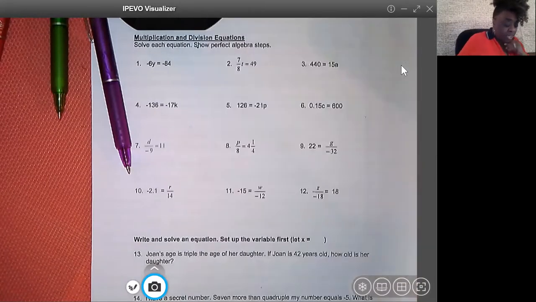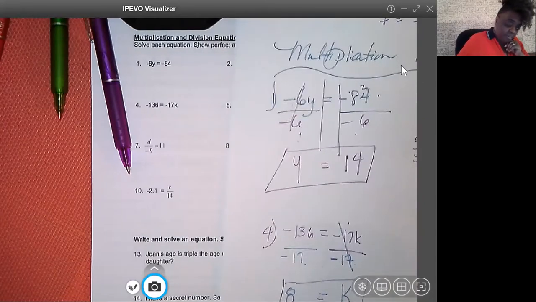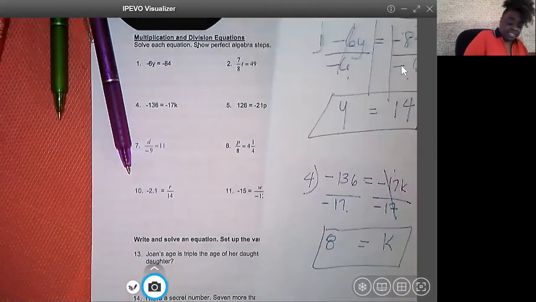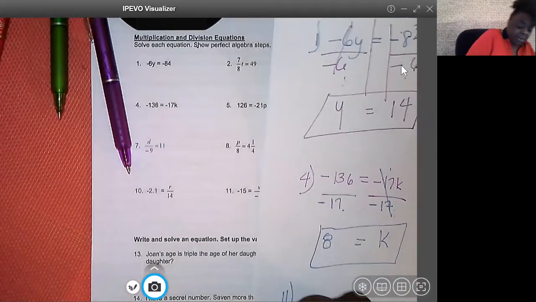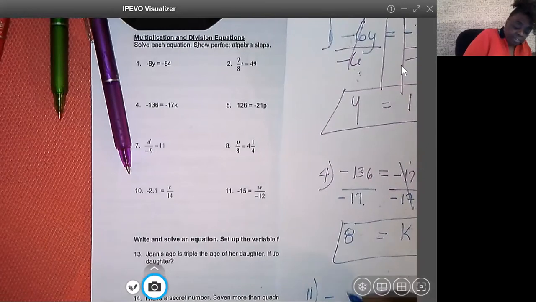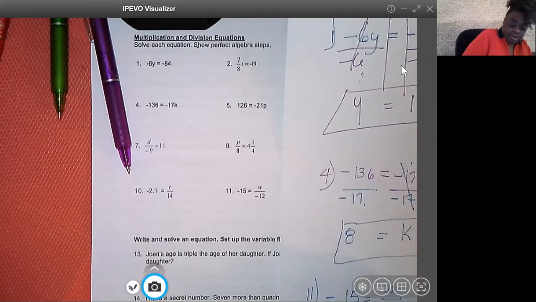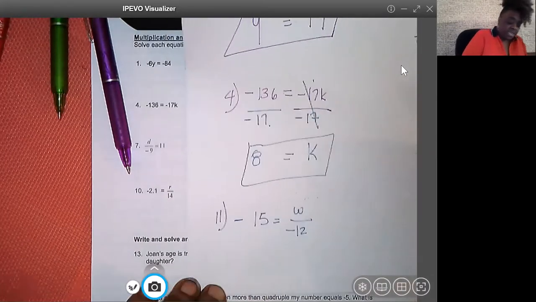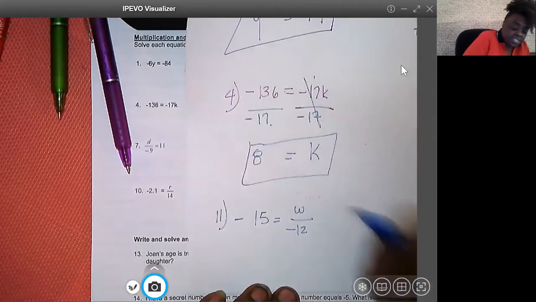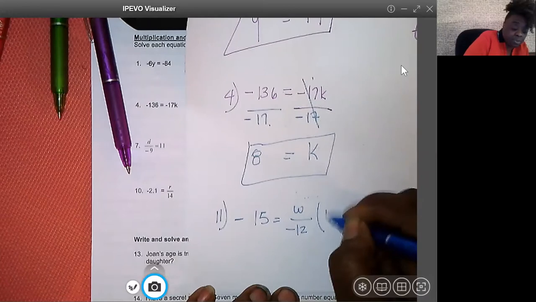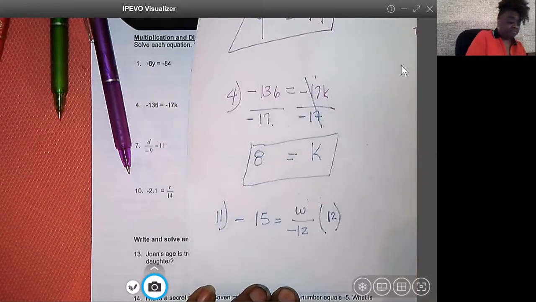And one other one that looks a little different, I try to do as many different kinds that are on a page, so that way you have sample problems. You have negative 15 equals W over negative 12. That's number 11. So we have W over negative 12, which is a division. So we're going to multiply by 12 on this side.